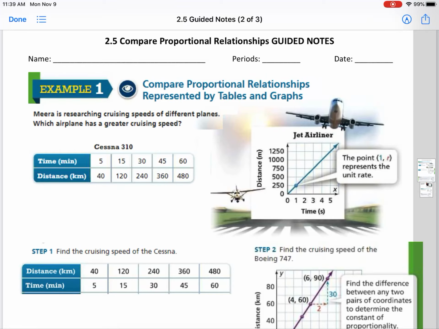Okay, for our 2.5 comparing proportional relationships notes and examples, I'm going to break it into 3 different videos because there are 3 different examples. I just think one long video would be pretty much boring for everybody, and it's going to be easier to break it apart. You can look back at the example you need if you want to go back and learn some more stuff. You don't have to worry about going through one big video.